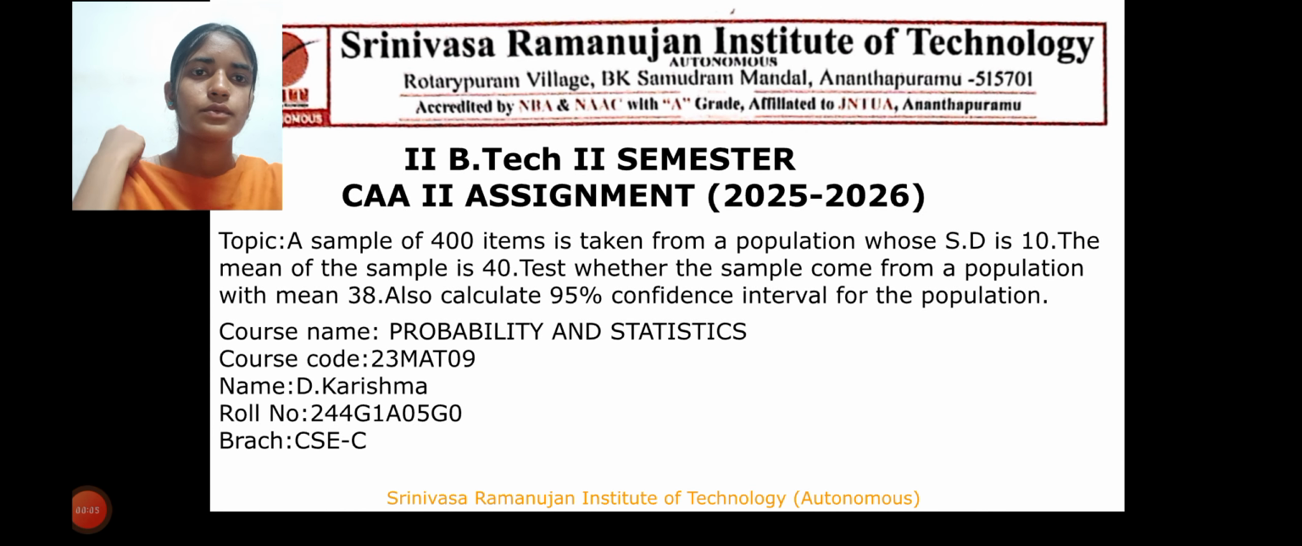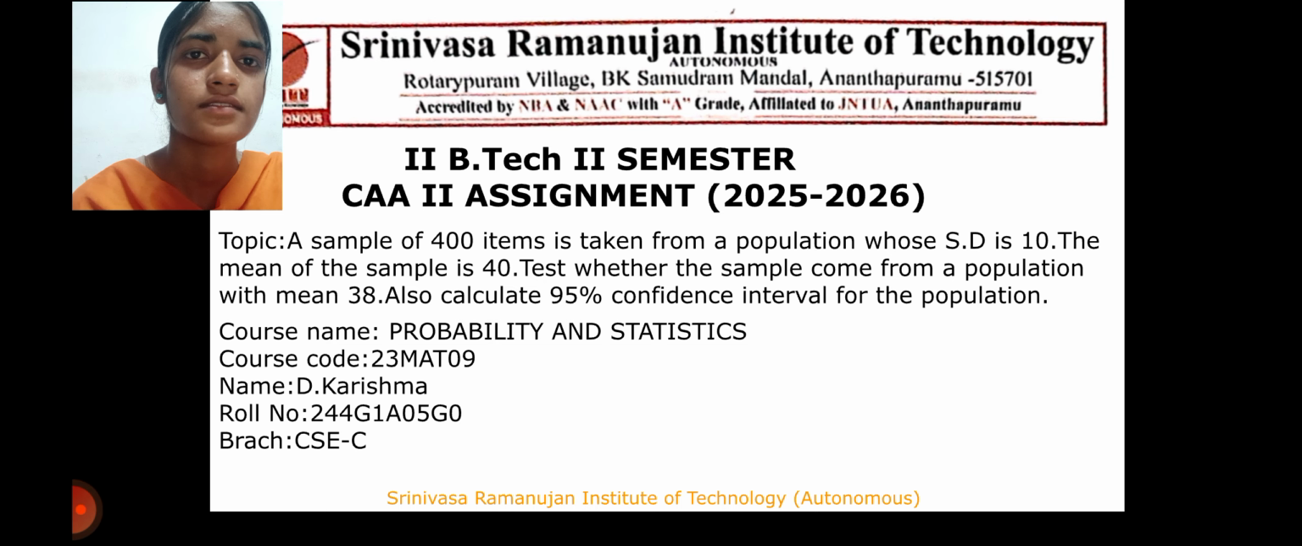Today I'm going to give you a video presentation on this problem: a sample of 400 items is taken from a population whose standard deviation is 10. The mean of the population is 40. Test whether the sample comes from a population with a mean of 38. Also calculate the 95% confidence interval for the population. On this topic today I'm going to give a video presentation, and the course name is Probability and Statistics.